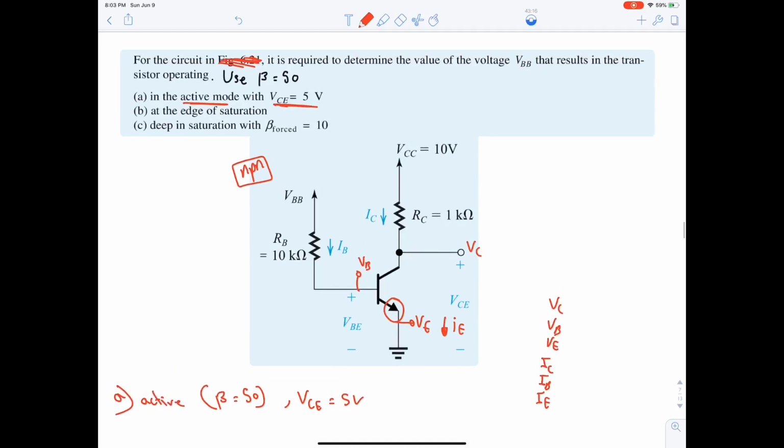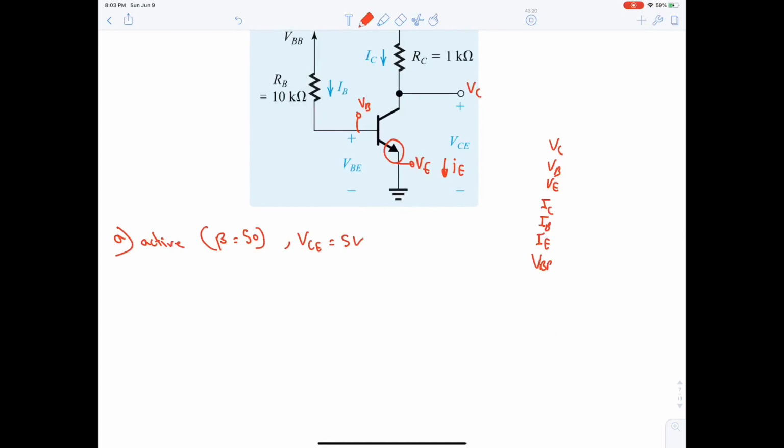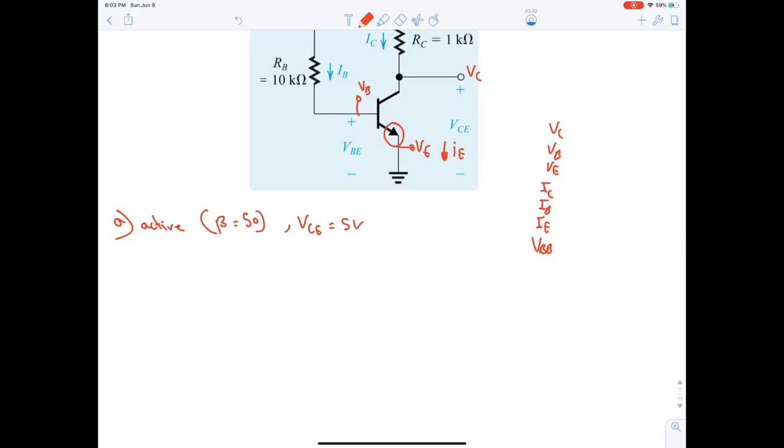We have VBB, additional unknown. Okay? So, how do we start? We start with VBE equal to 0.7, which is the arrow. VBE equal to 0.7. So, VB minus VE is equal to 0.7. VE is equal to 0 because of the ground. Hence, VB is equal to 0.7 volt. We found VB.